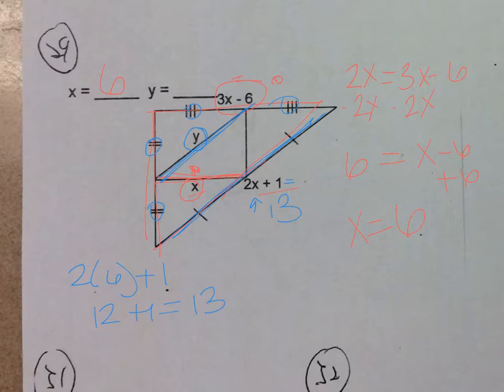So this equals 13. So 2 of these equals 13. So therefore 2y is equal to 13. Divide both sides by 2, making y 6.5.